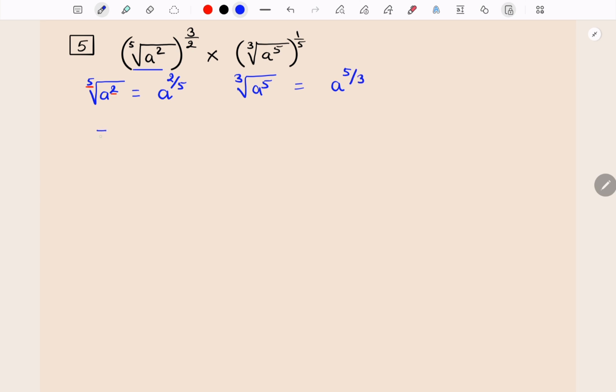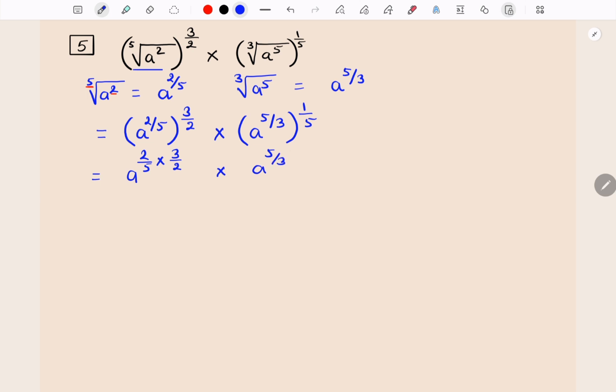Now in the original expression, I can replace the values like a raised to the power 2 over 5, all raised to the power of 3 over 2, multiplied by a raised to the power of 5 over 3, all raised to the power of 1 over 5. Now this is power of a power, so I will just multiply the indices. Here also we have power of a power, so let's just multiply the indices.